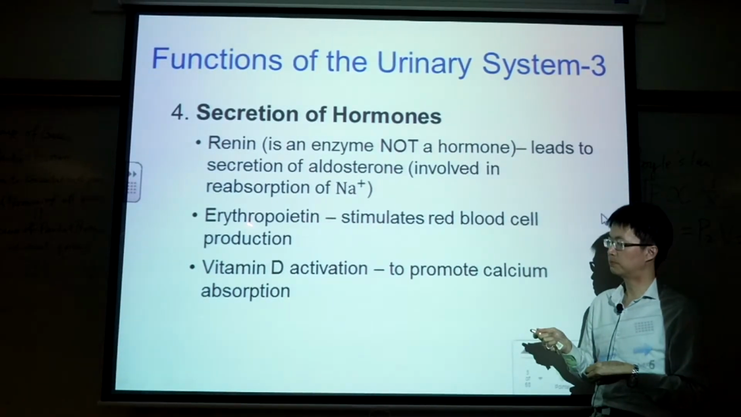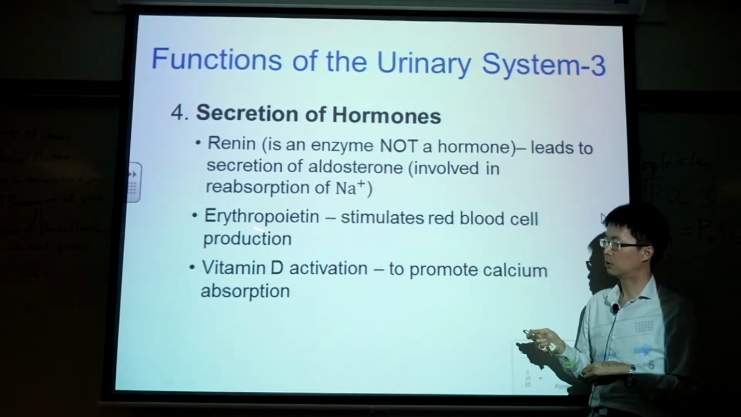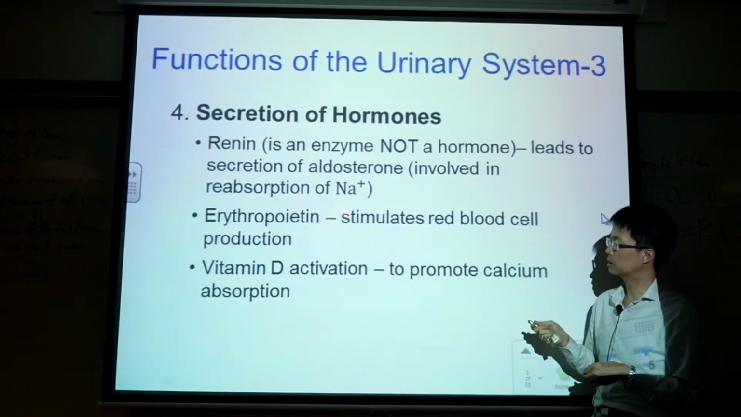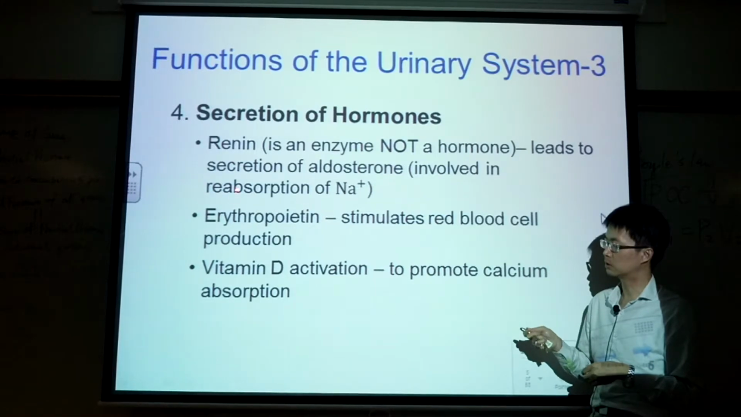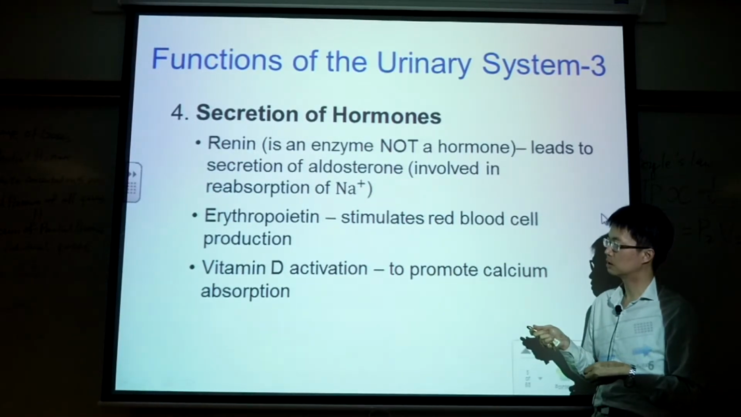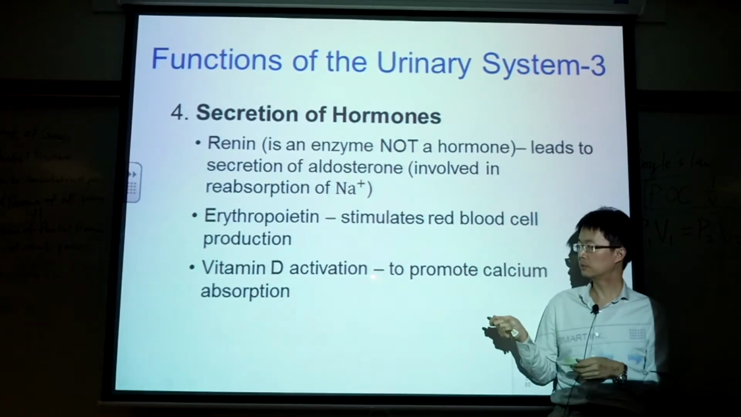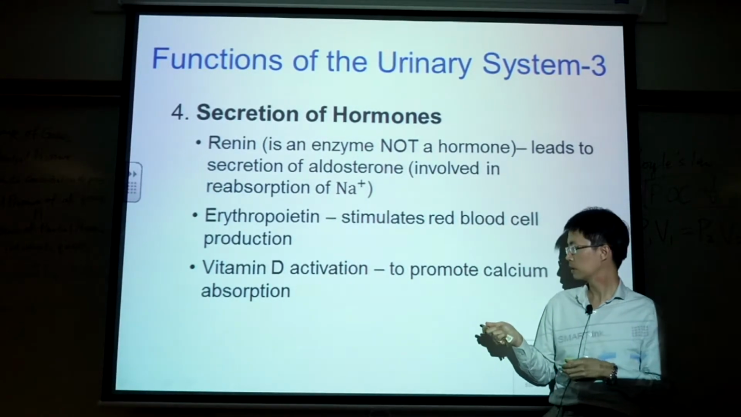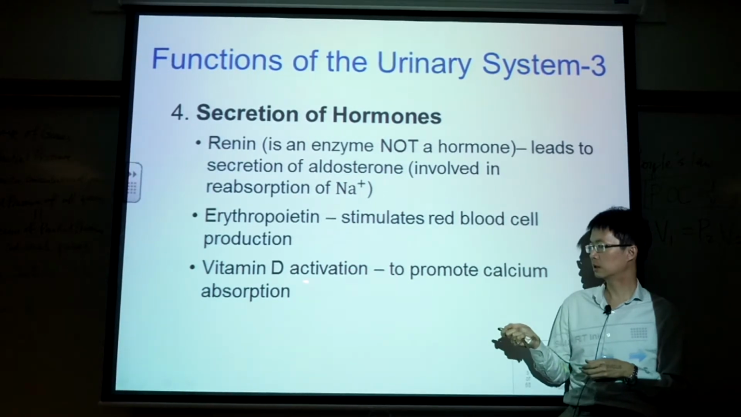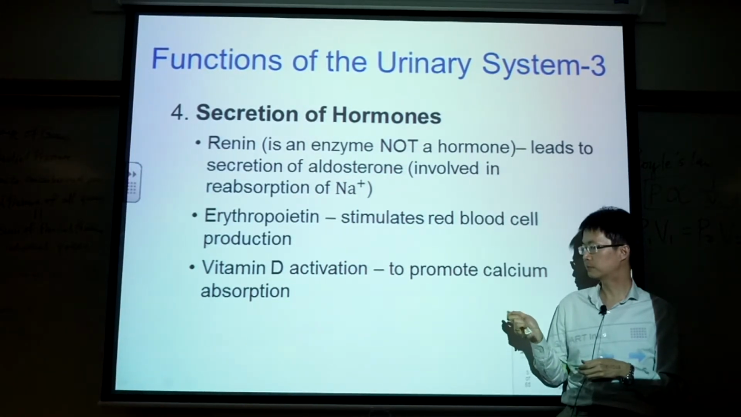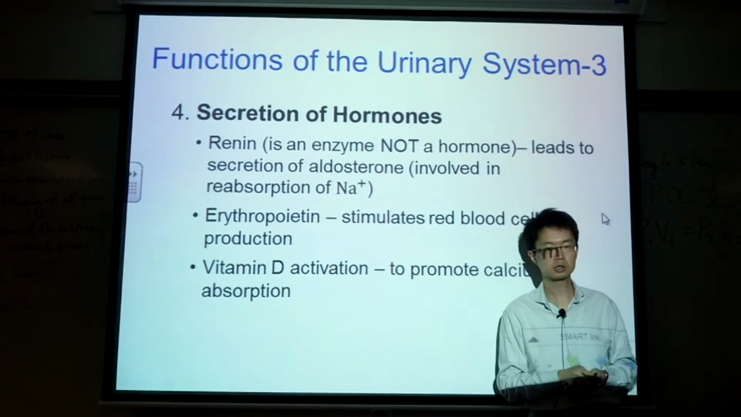Erythropoietin is a hormone secreted by the kidney to stimulate the red bone marrow to make more blood cells. And then vitamin D activation helps with calcium absorption in your GI tract.